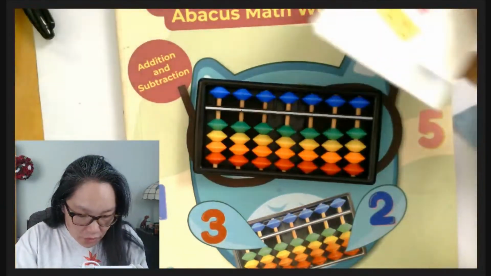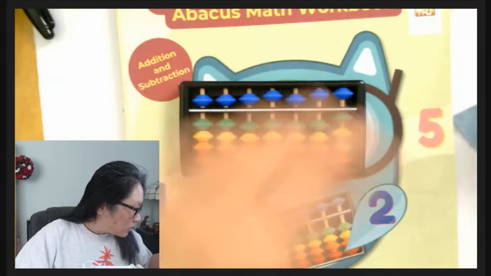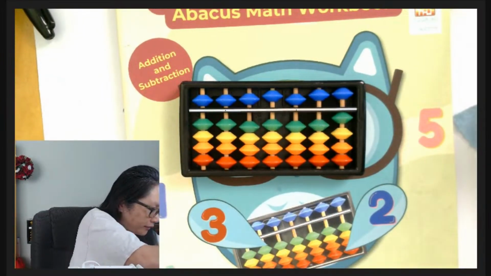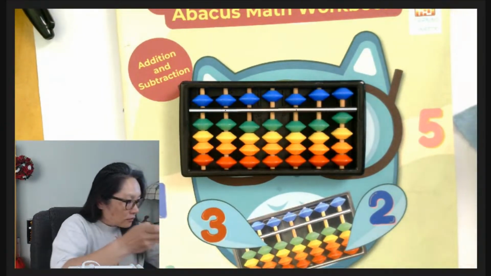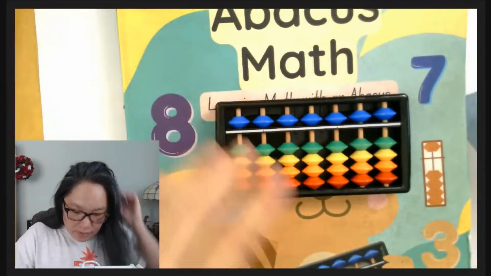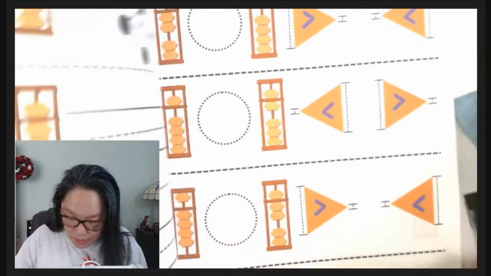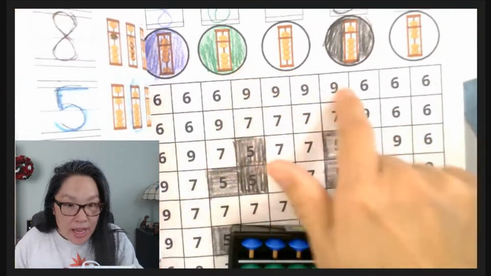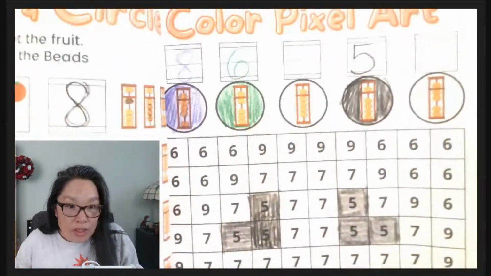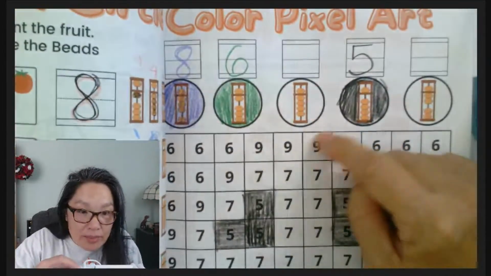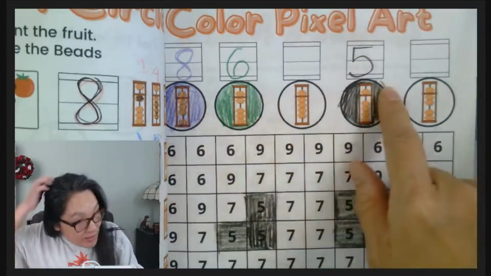So the first thing we're going to do is some adding and subtracting. The first thing we did, at the beginning of the book, was we understood how to read the abacus, and we matched the abacus with the number. That's what we did.